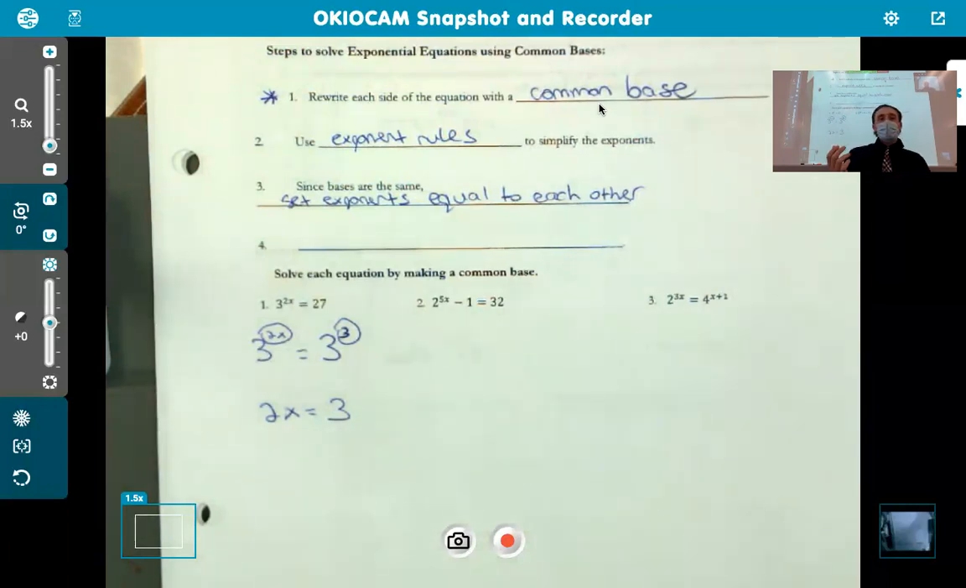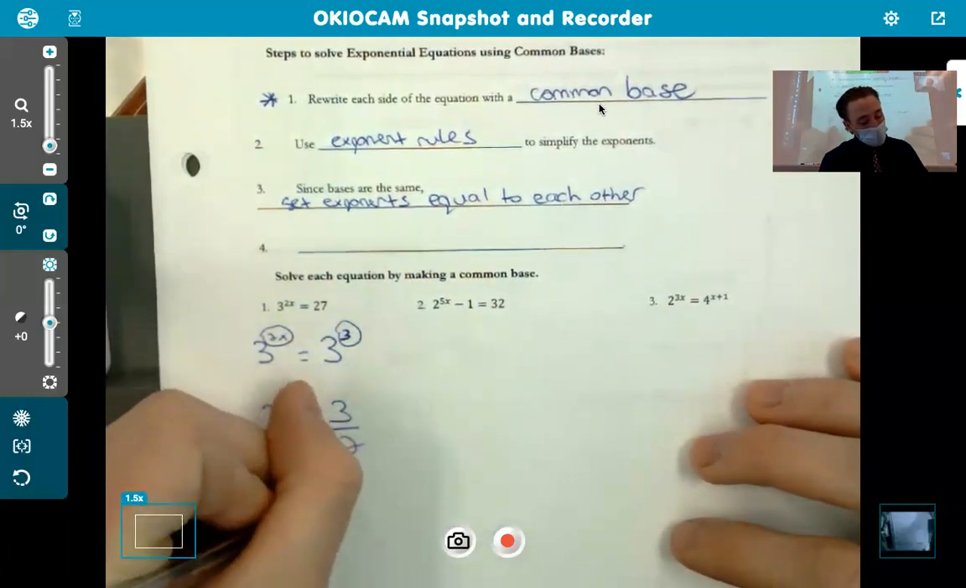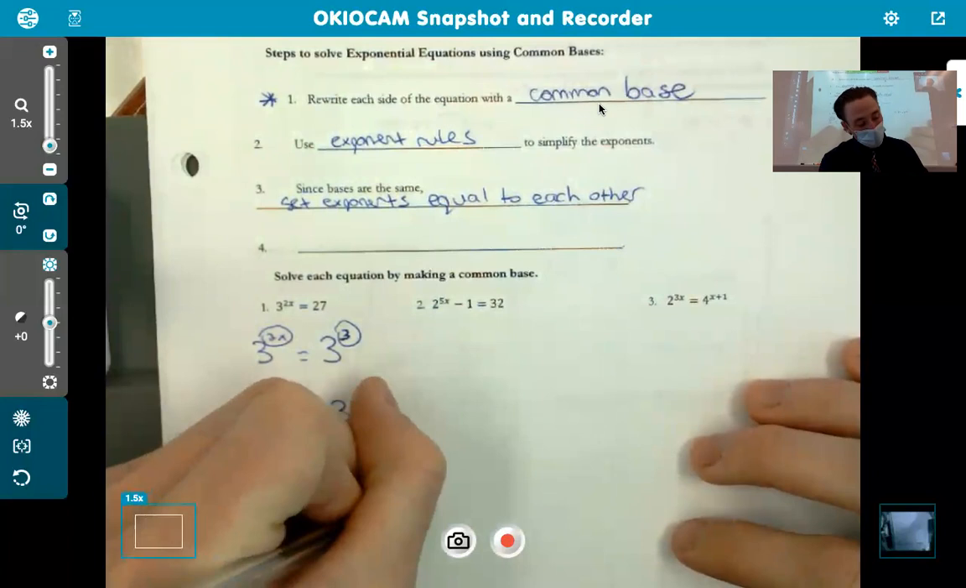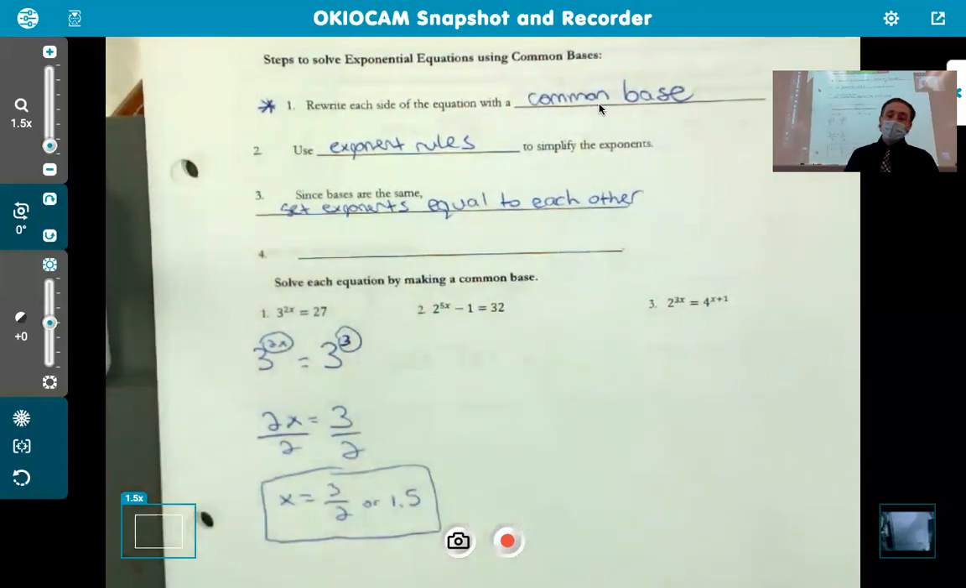And what would I do to solve for x from here? Divide by 2. Nick, is that what you're going to say? Divide by 2, so I get x is equal to 3 halves, or if you're a decimal person, 1.5. And that would be my final answer. So you see that we took something from an exponential equation, changed the base to help us get it into a linear equation, which then helped us solve, since that's something that we're used to solving, right? It's an easier 1-step, 2-step equation.